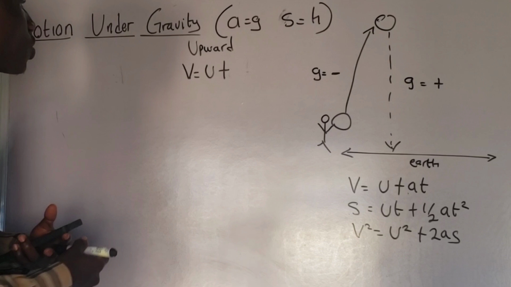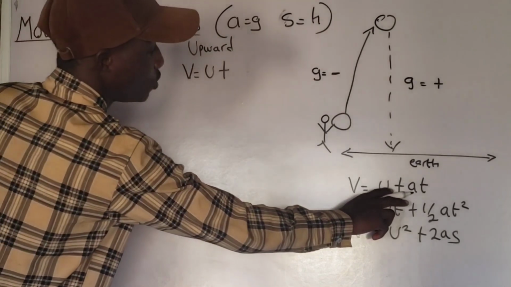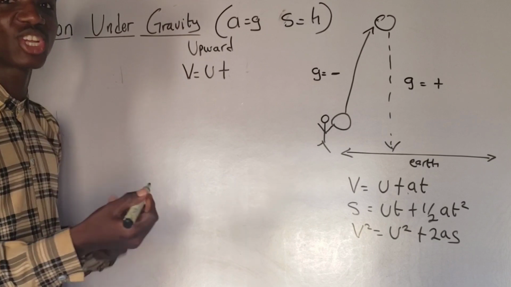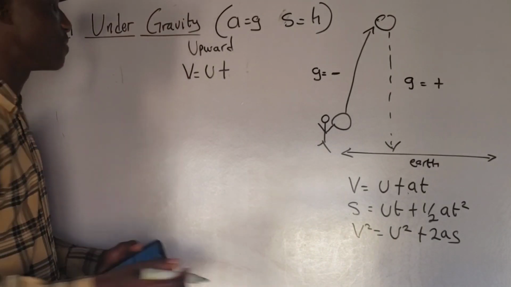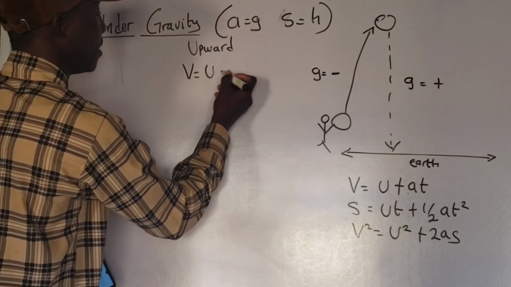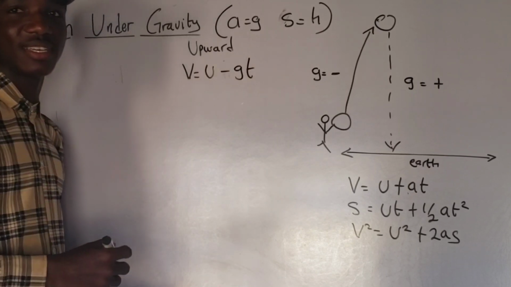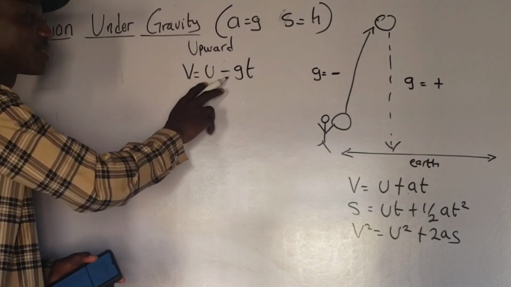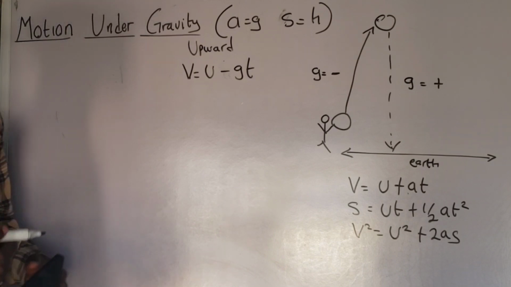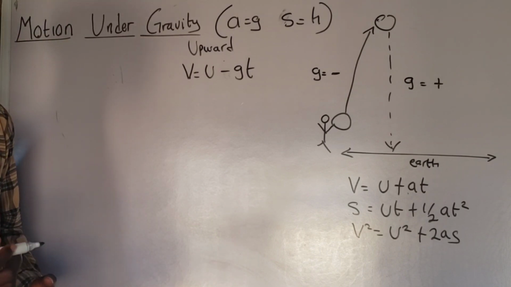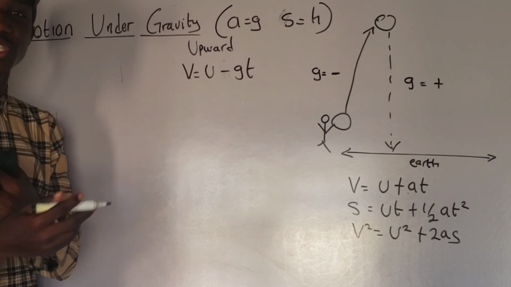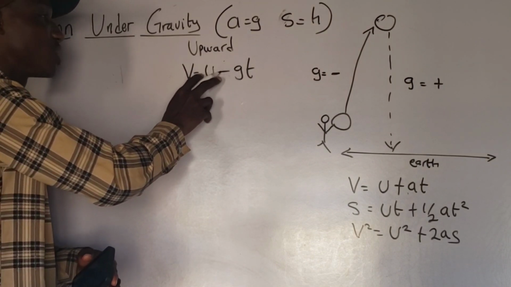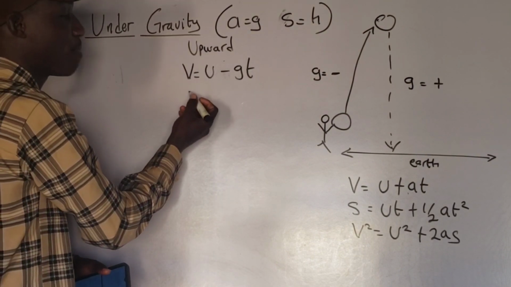So now, because the a equals g and the body is moving upward, the acceleration due to gravity g will be equal to what? Negative. So I'm going to have negative gt. This is what I'm trying to explain. Do you know the reason why we have the negative sign? Because the body is moving opposite to the gravitational force of the earth. Because it's opposing gravity. So the g is negative.